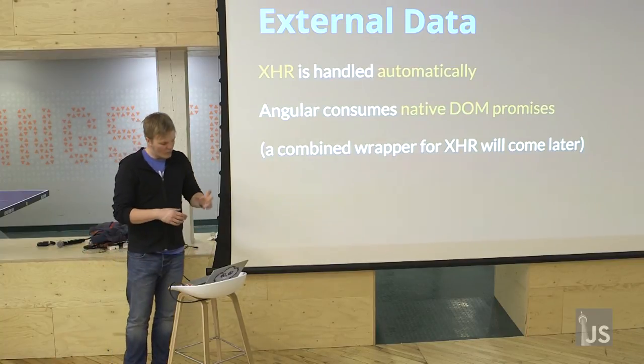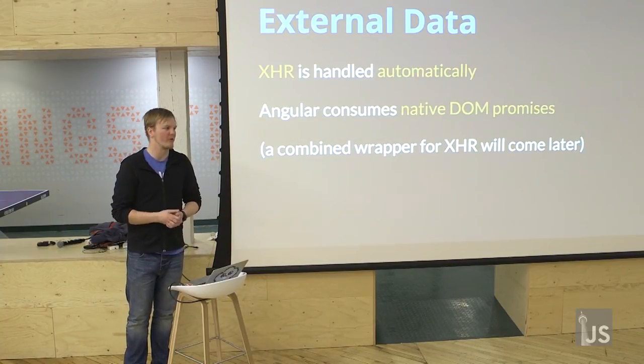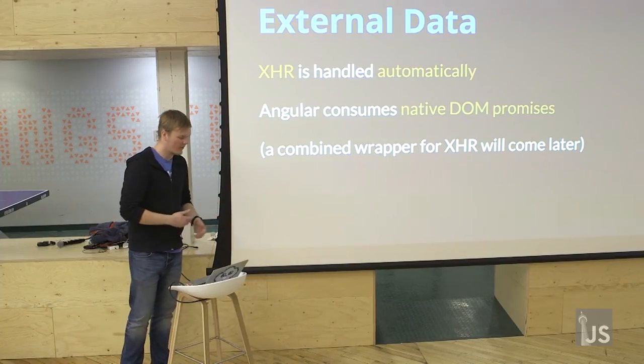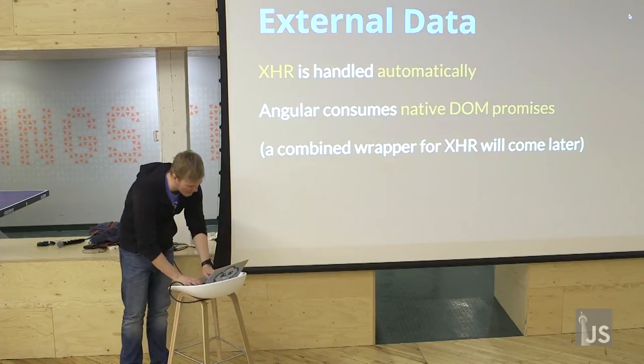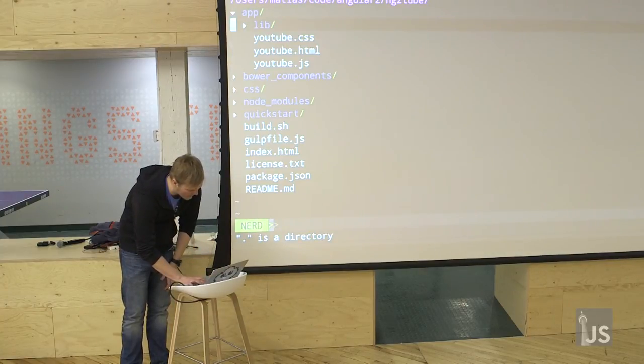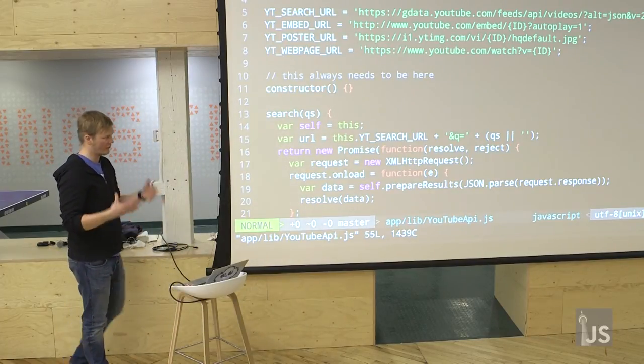So what we do is we have a promise that returns some asynchronous data. So we're going to query a YouTube server, and we're going to get some data back eventually. So that's where we have our API library. So if I go to my app, and I go to lib, and I go to YouTube API. Here I have a class that's designed to search YouTube server.